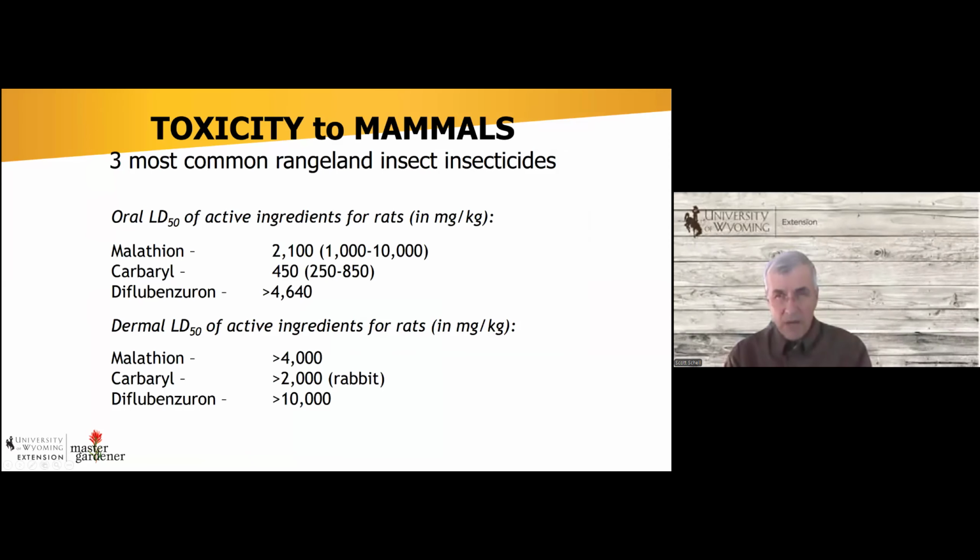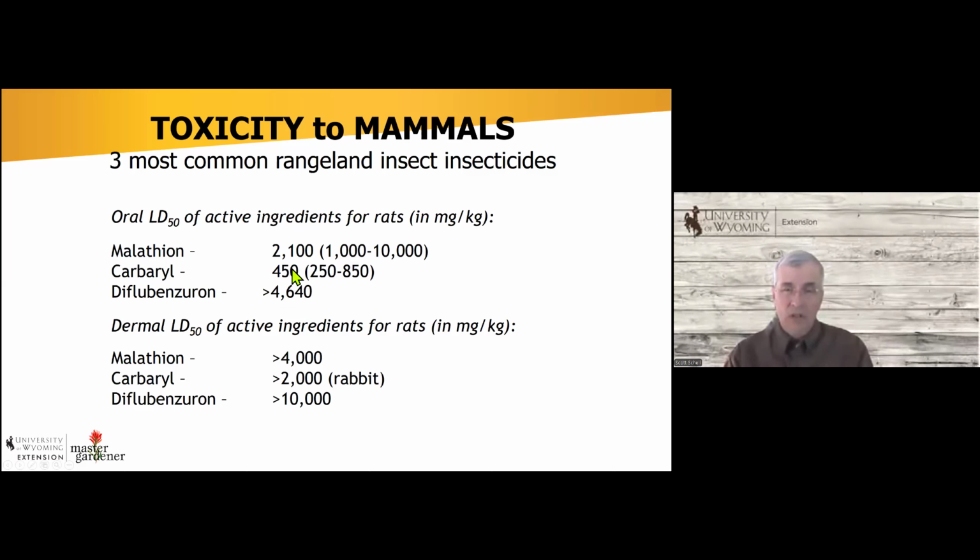So I talked about, it's lower risk. So for mammals, let's compare them with the 3 most common chemicals to mammals, where they used rats for testing. LD50 is the lethal dose for 50% of your test animals. So you can see here the malathion is relatively non-toxic. This is direct application for ingestion.